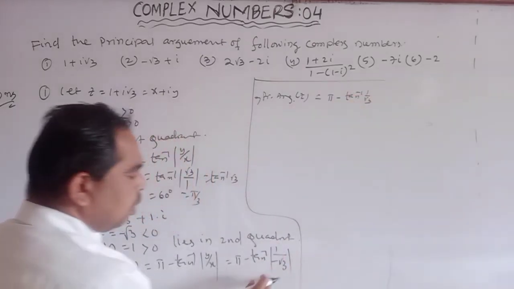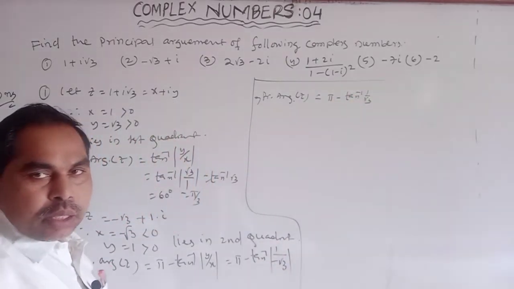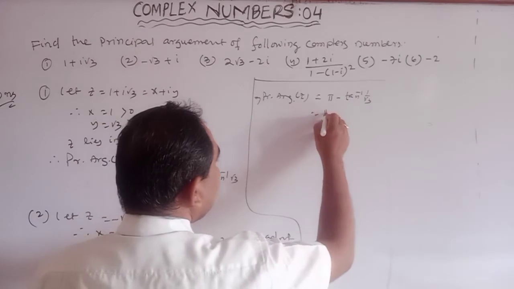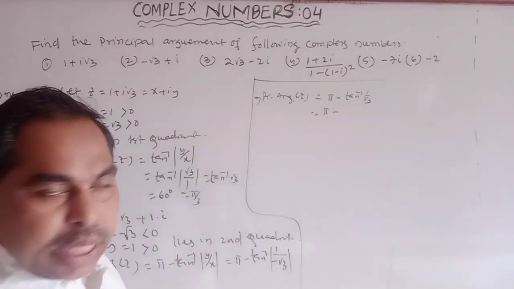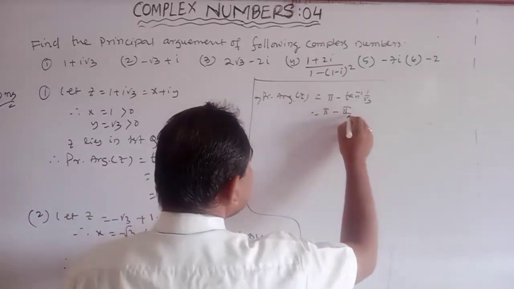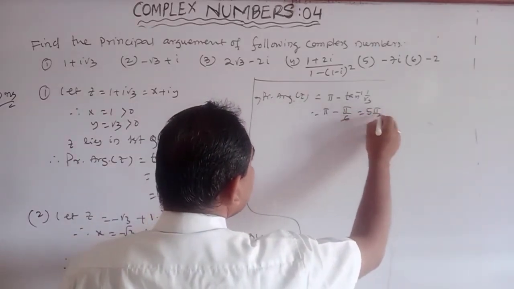The mod of minus 1 by root 3 is plus. So it is equal to pi minus tan inverse 1 by root 3, which means 30 degree, so pi by 6. So it is equal to 5 pi by 6.